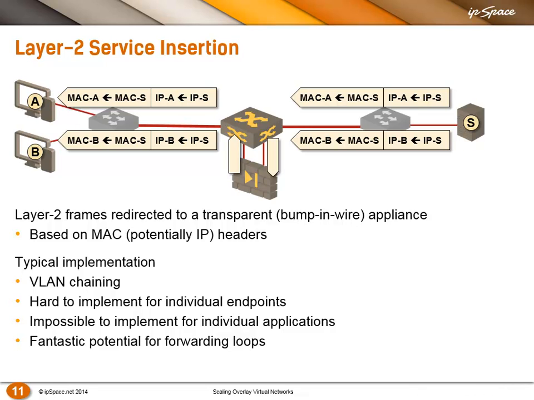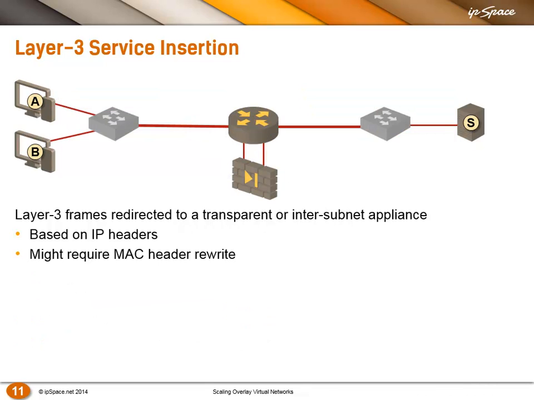Typically, you would do this with something like VLAN chaining, but that doesn't work for individual endpoints. It's impossible to do for individual applications, and in any way, VLAN chaining has fantastic potential for forwarding loops. Layer 3 service insertion is way better because we just need to redirect packets and we rewrite MAC addresses, and it's way simpler. So A talks to the server, but the destination MAC address is actually the MAC address of the gateway, which is over here.